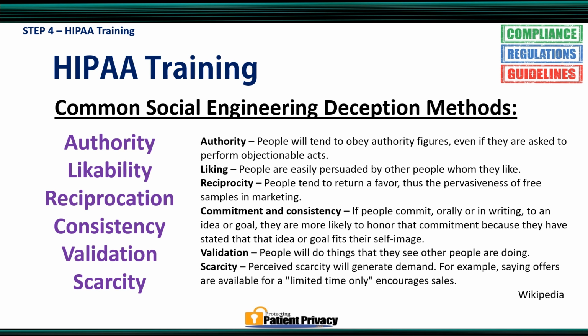So your HIPAA training really needs to go over what social engineering deception methods are. Well, authority. If you receive an email from a superior, you're likely to respond to it. Liking. If you like the person, you're more easily persuaded by them. Reciprocity. If I give you something, you tend to want to give me something back. Think about it. If I give you a compliment, the first thing that comes to your mind is to give me a compliment back.